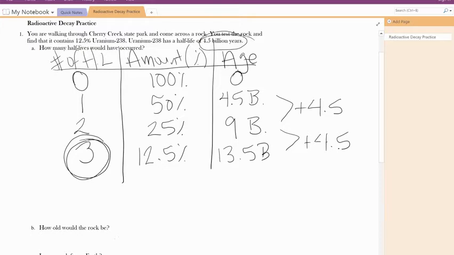For part B, it says, how old would the rock be? Well, we can see with our data table, the rock would be 13.5 billion years old. And then it says, is your rock from Earth? If we found this rock and it was 13.5 billion years old, this rock would have to be from someplace outside of Earth, because our Earth is only 4.5 billion years old, and this would have been older than that.